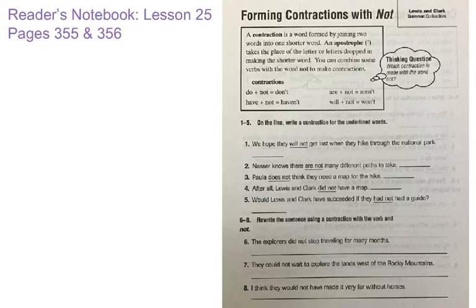Good morning, class. Today we are working on Reader's Notebook, Lesson 25, pages 355 and 356. We are working on contractions today. On page 355, we're working on forming contractions with the word not. A contraction is a word formed by joining two words into one shorter word, and an apostrophe takes the place of the letter or letters dropped in making the other word.